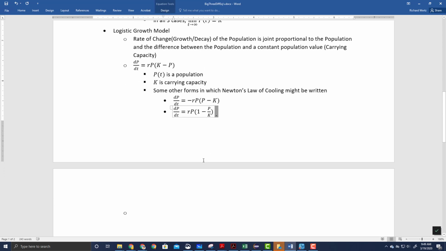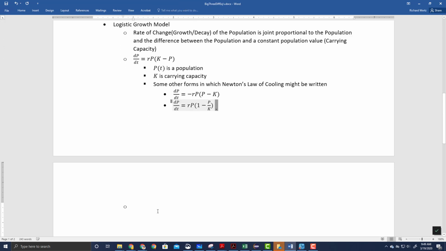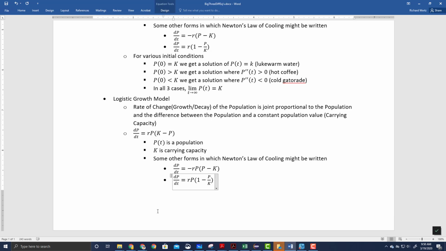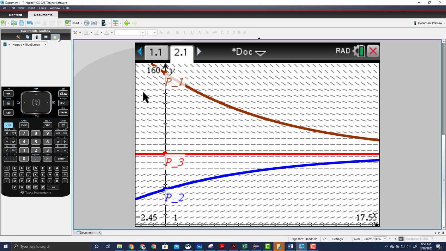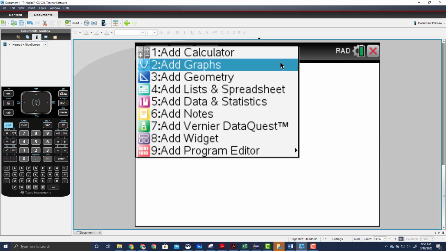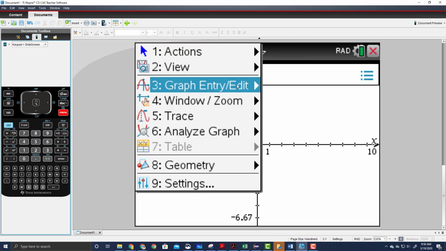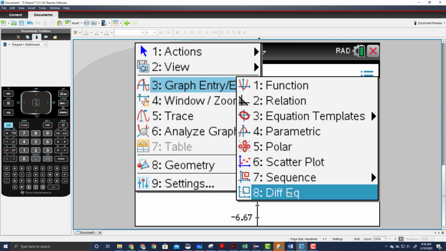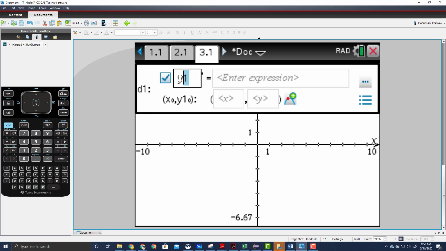Now what we'll do is we'll go into the Inspire and we'll take a whack at doing this and see what the solutions look like. So let's grab the Inspire. We're going to insert a new problem. Graph. I'm going to change to DiffEQ. And what we'll do, we'll start with an example. Let's talk about deer on the hilltop. And I'm going to start with a slightly lower value for R here, and we'll see how this works out.